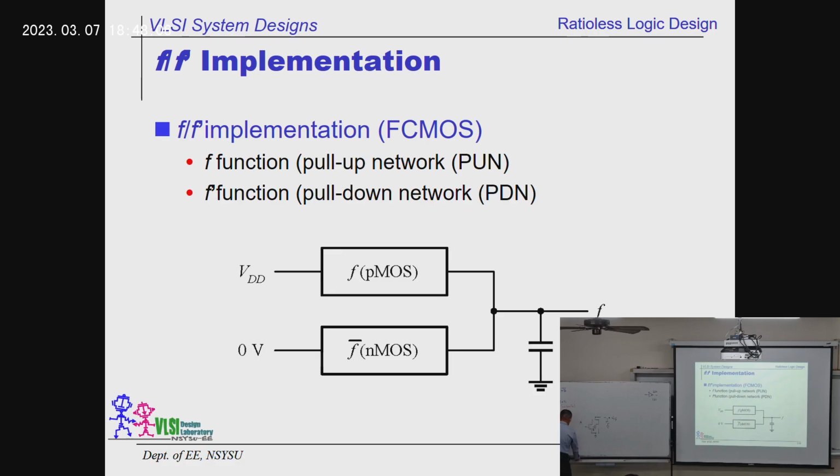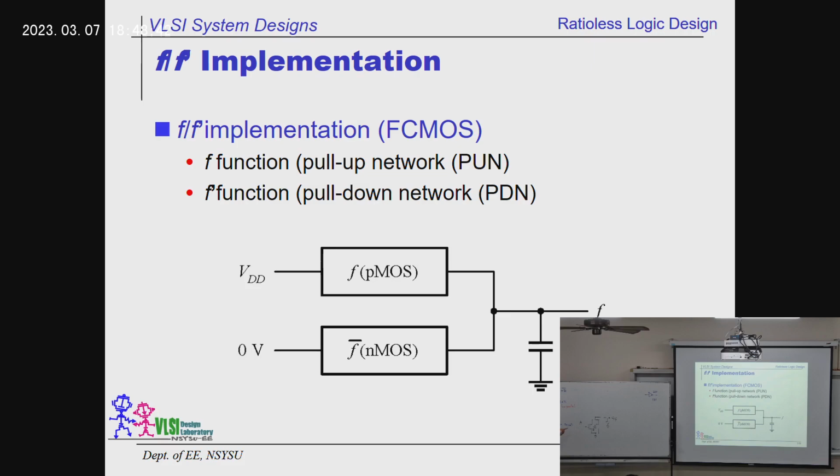Then step number 2: after we derive the N block, we are going to use duality. Dual means that the N block versus the P block: if transistors are parallel in one, then the other will be serial. And it works the other way around.